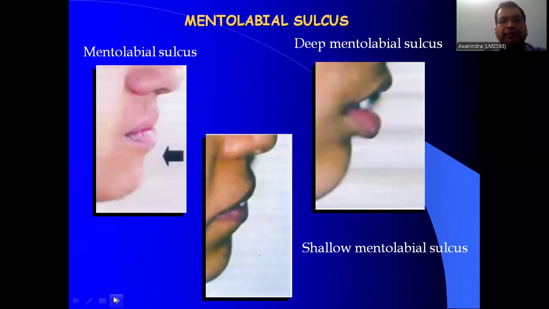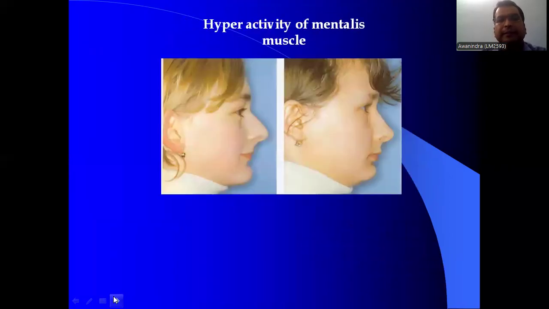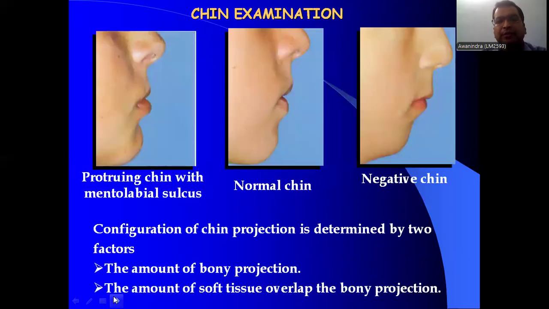Similarly, this is a clinical photograph of the mentolabial sulcus, how the shallow mentolabial sulcus looks, and how the deep mentolabial sulcus looks. Deep mentolabial sulcus you will get usually in class 2, and shallow mentolabial sulcus you will see in class 3 with prognathic mandible or proclined lower incisors. Hyperactive mentalis muscles you will see in class 2 cases.